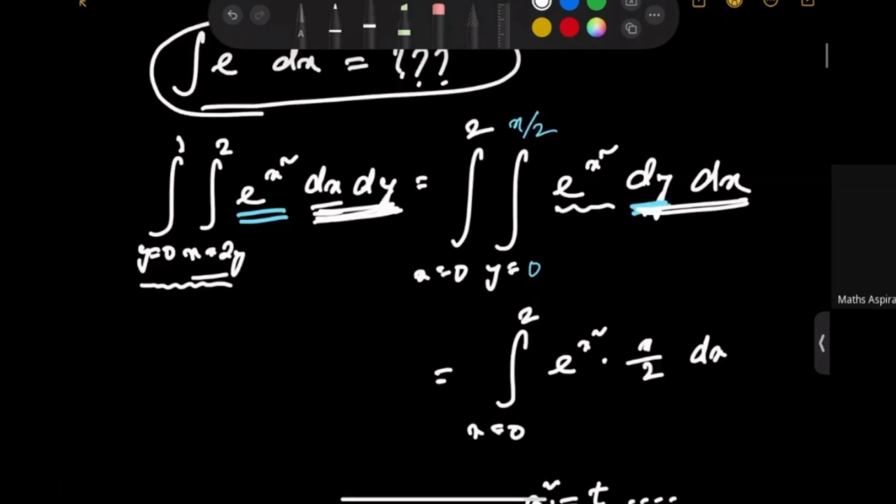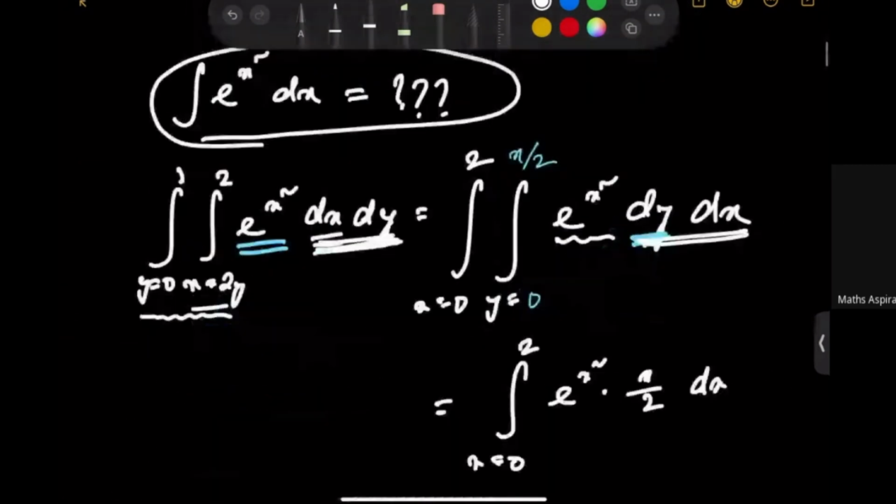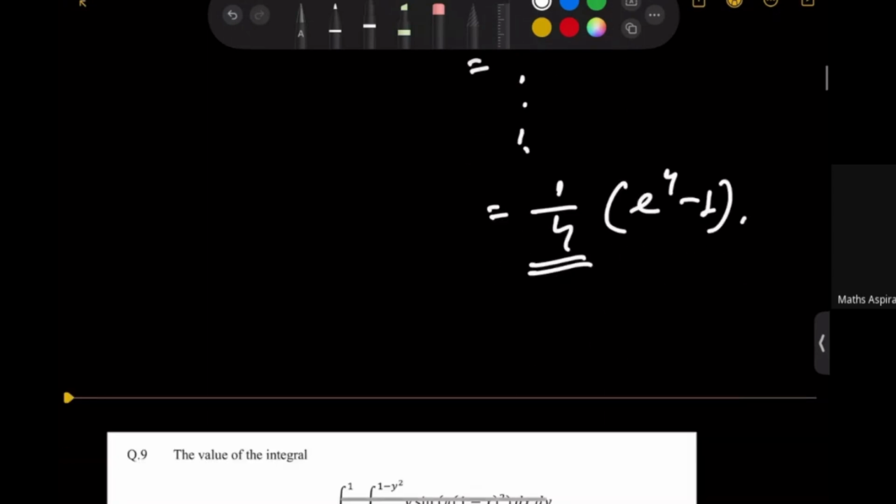So if you compare this to what was given in the question, it was k times e to the power 4 minus 1. So our k will be this one, right? Our k is 1 by 4, and that is nothing but 0.25.